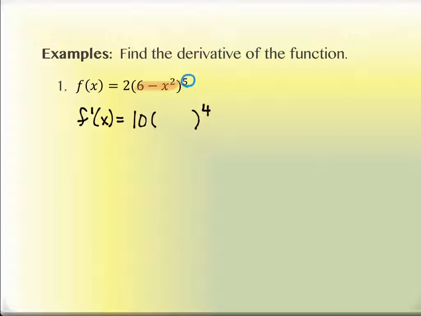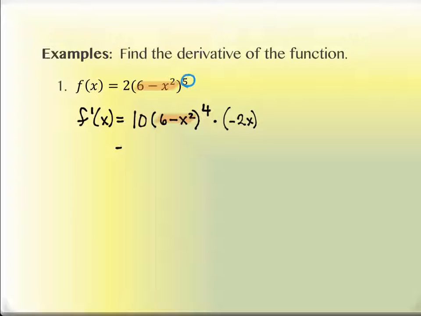And then the part that was already written here simply gets rewritten. Okay? And then the part that's in orange, the inside derivative, is what I do next. I multiply. So what is the derivative of 6 minus x squared? Negative 2x. That's the derivative of the inside.